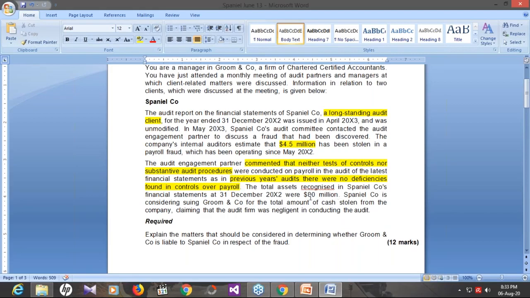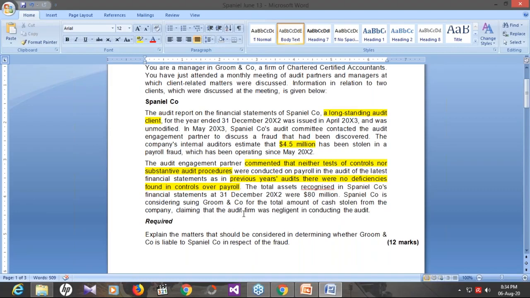So why is this figure given as 80 million? So that you can calculate 4.5 million divided by 80 million and work out the materiality level. Of course, it is material. If we divide 4.5 by 80 million, we know that 1% of the assets is material, so we can clearly see it is approximately 7% or 8% of the total assets. So Spaniel Co is considering suing Groom and Co for the total amount of cash stolen from the company, claiming that the audit firm was negligent in conducting the audit.